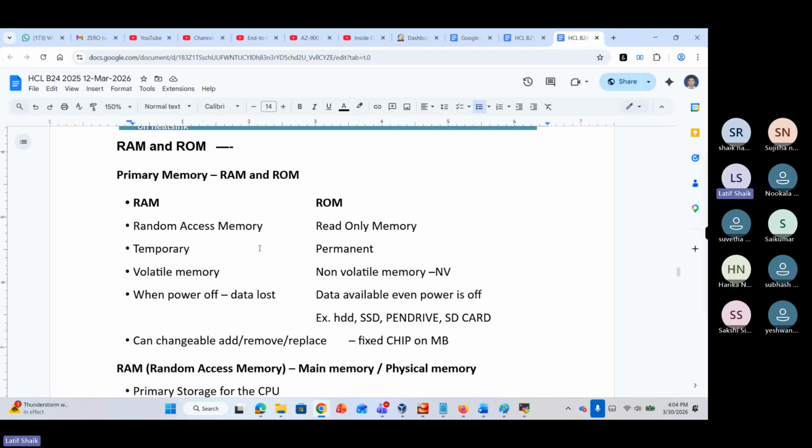Now, what are other examples of non-volatile memory devices? Hard disks, SSDs, pen drives, SD cards: these are all non-volatile memory devices.